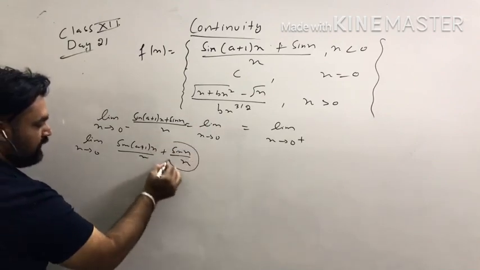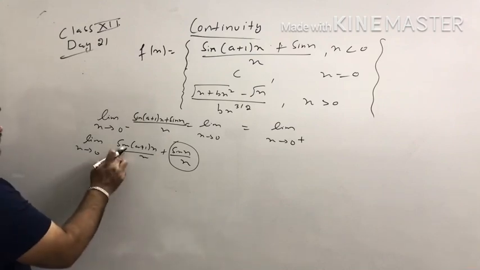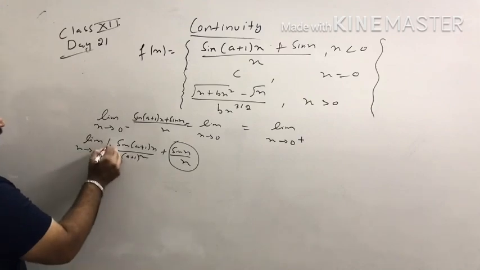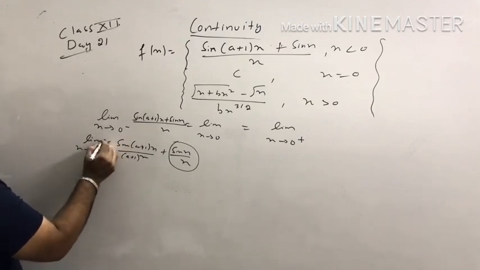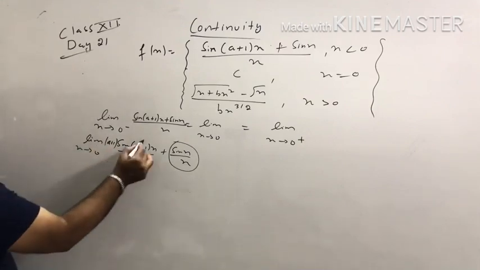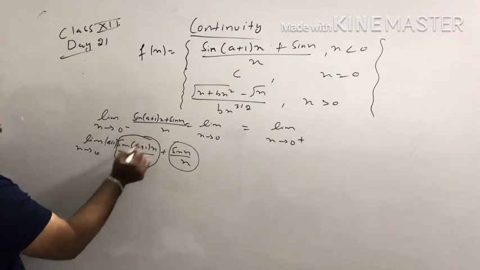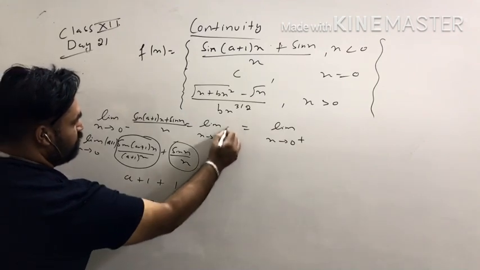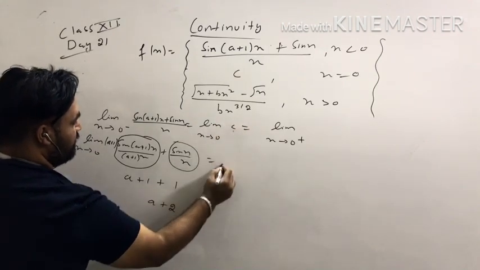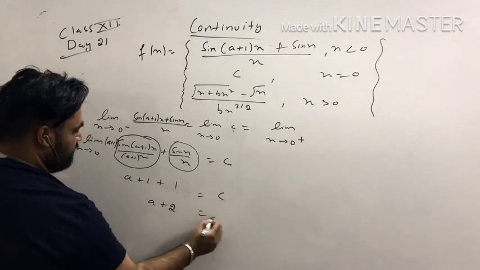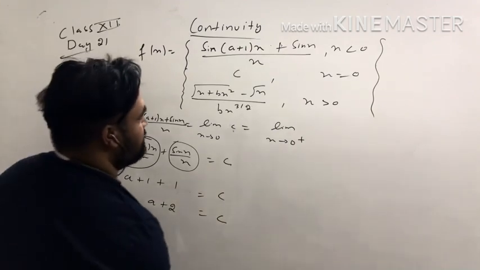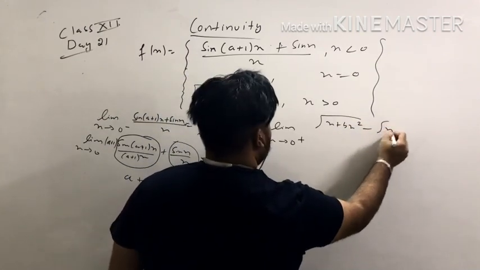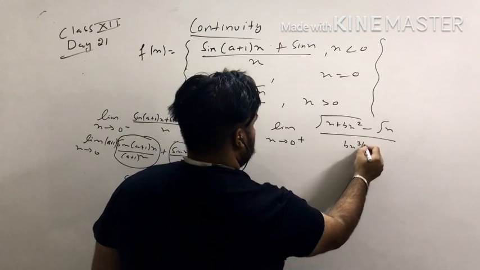We know sin x upon x equals to 1. But in this case, with the sine there is a plus 1 x term. So we divide by a plus 1 and multiply. So this expression becomes 1. So we are left with a plus 1 plus 1, a plus 2, which is equal to c. Now the last, x plus b x square minus root x upon b x to the power 3 by 2.